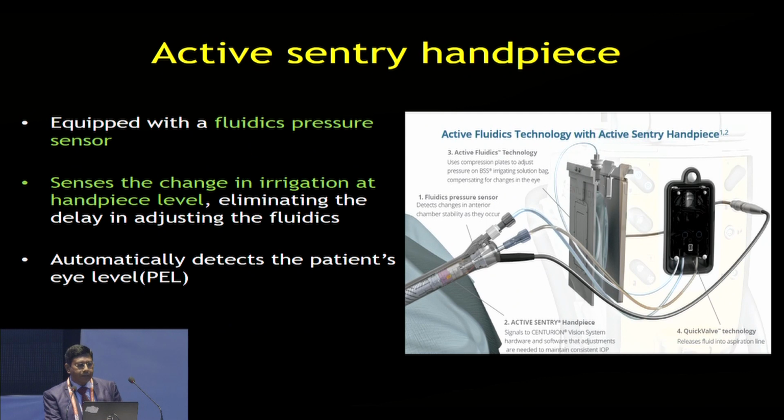Active Sentry handpiece is equipped with fluidic pressure sensors. It senses changes in irrigation at the handpiece level, eliminating the delay in adjusting the fluidics. It also automatically detects the patient's eye level.